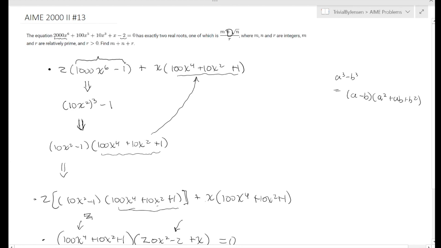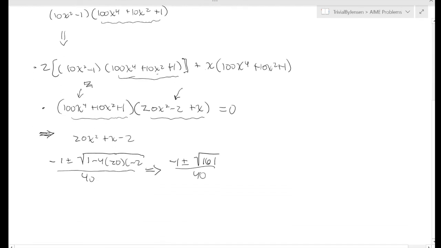M and r integers, r is greater than 0, yep. So now we just add these together. So 161 minus 1 over 40. Adding those together, we have 160 plus 40 equals 200. And that's it.